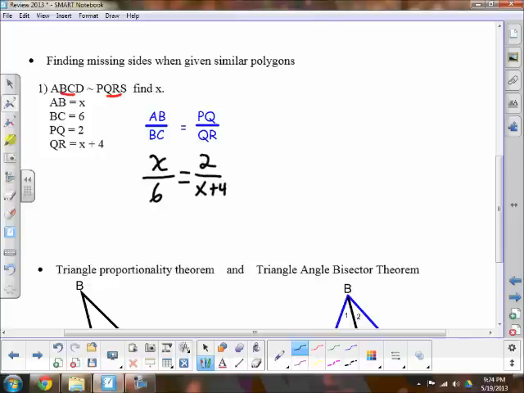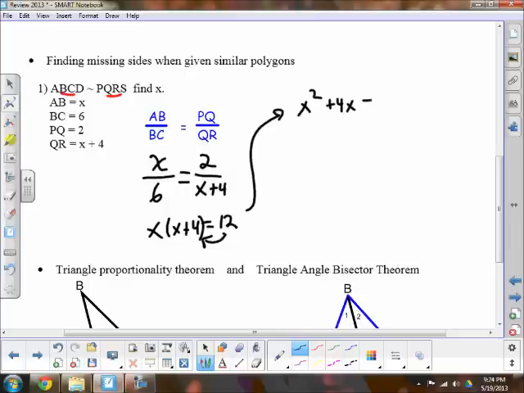AB over BC is proportional to PQ over QR. If I want to solve this, I can cross multiply or use that property of proportions. The product of the means equals the product of the extremes. So I'll end up with x times x plus 4 is equal to 2 times 6, or 12.